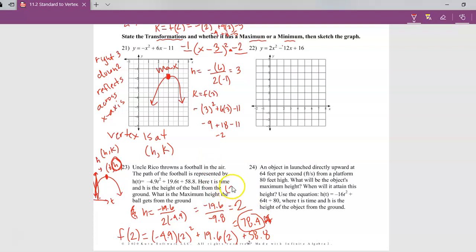The vertex is located at (2, 78.4). So h is always the x value of the vertex, k is always the y value of the vertex, but in this case, the height is represented by the y value of the vertex.